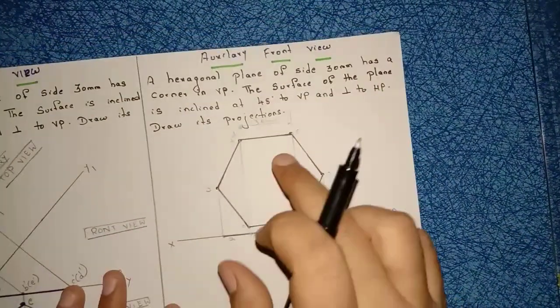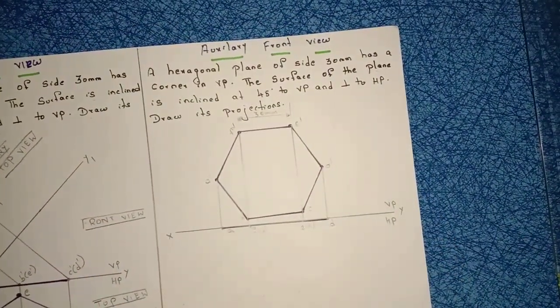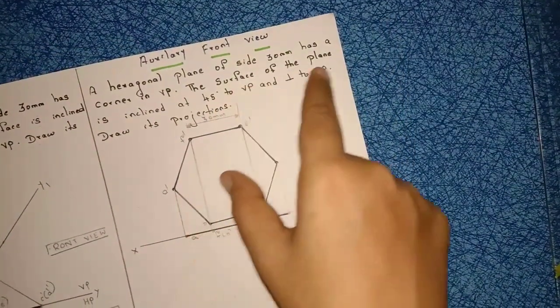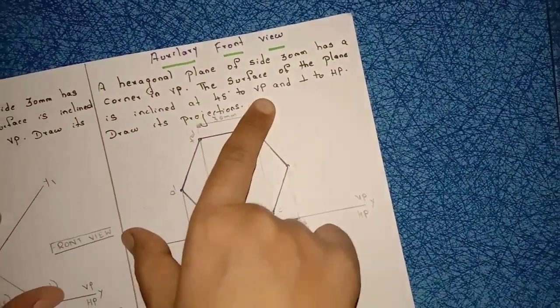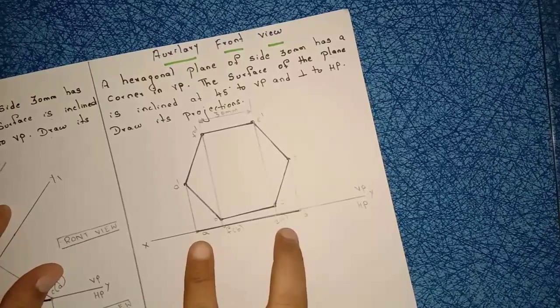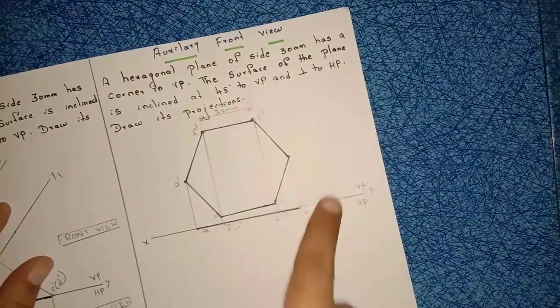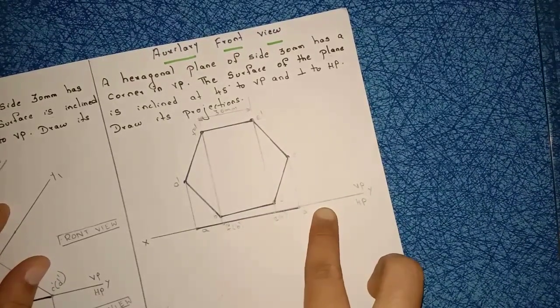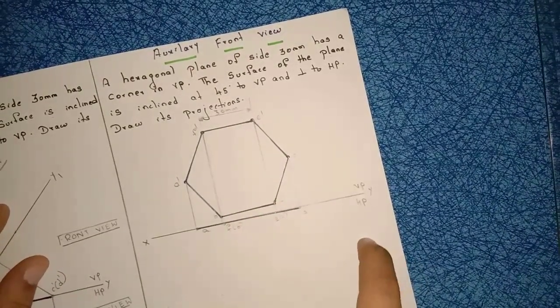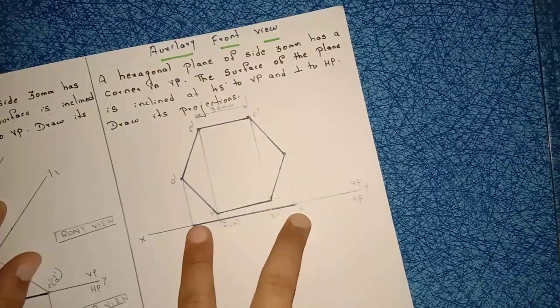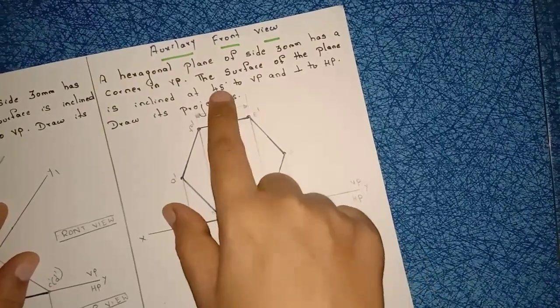After that, what is the next part of the question? The surface of the plane is inclined at 45 degrees to VP. So actually what we will do, we will take this length to VP. We will draw here with an angle of 45 degrees. We will measure this length and draw with an angle of 45 degrees.